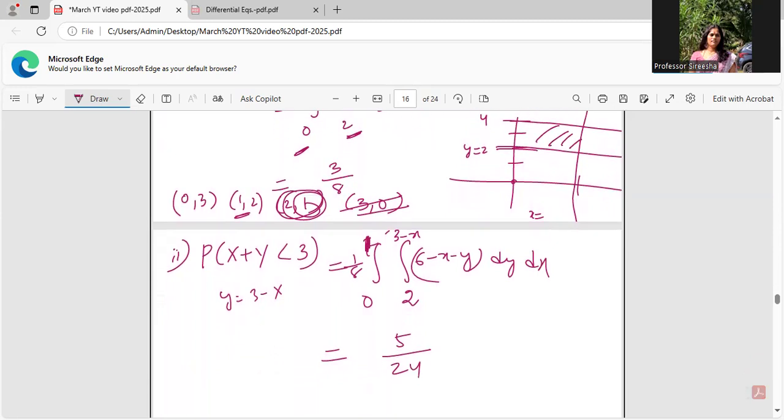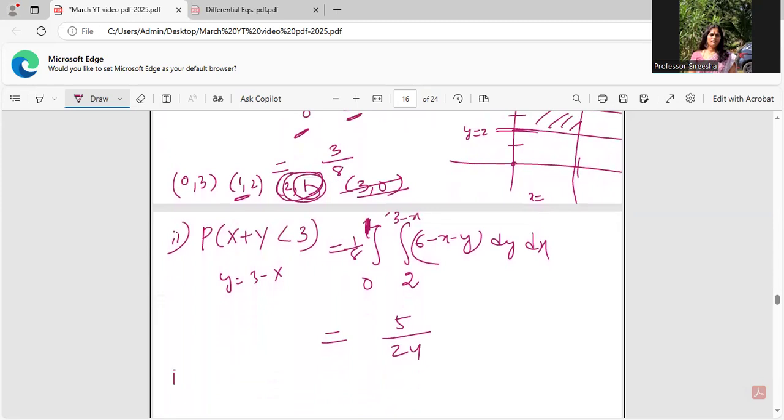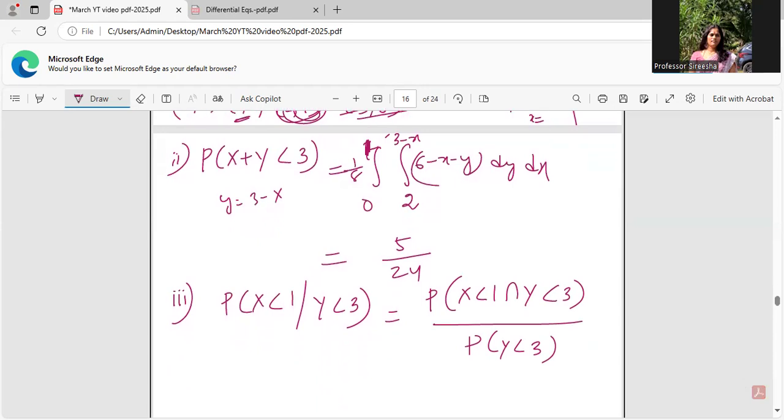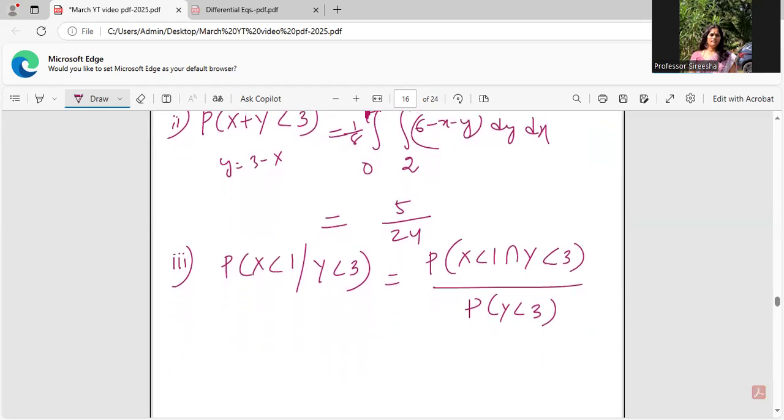Okay. Now coming to the third one, which is conditional probability for continuous. P of x less than 1, y less than 3, subject to the condition that y is less than 3. How I will take, just see: P of x less than 1 intersection y less than 3, by P of y less than 3. Okay. So how will I take from this? Just see, x less than 1 intersection y less than 3.